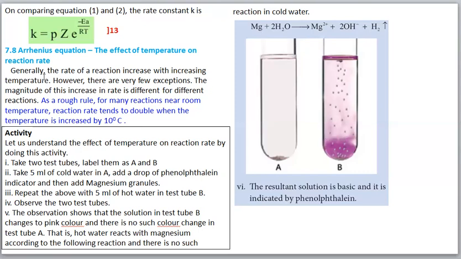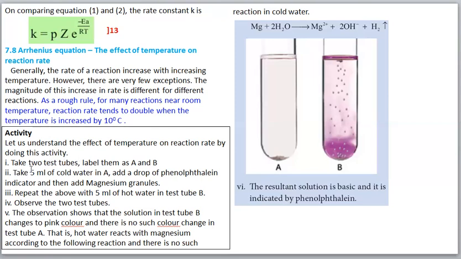You see, generally the rate of reaction increases with increasing temperature. However, there are very few exceptions. The magnitude of this increase in rate is different for different reactions. As a rough rule, for many reactions near room temperature, the reaction rate tends to double when the temperature is increased by 10 degrees Celsius or 10 Kelvin. Now let us see an activity. Let us understand the effect of temperature on reaction rate by doing this activity.